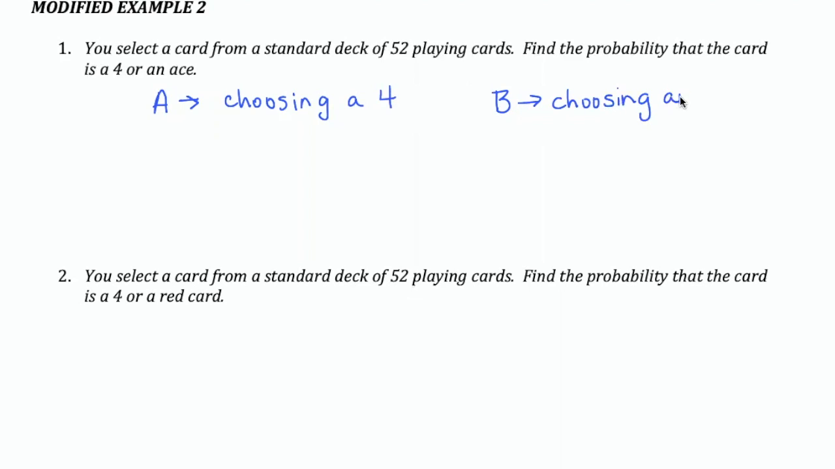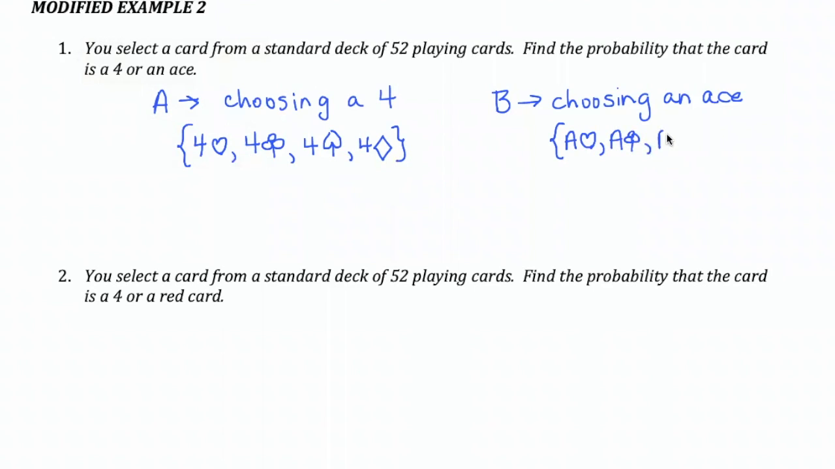And before I use the formula, I need to decide, are these mutually exclusive? Well, to choose a 4 from a deck of cards, I could choose the 4 of hearts, the 4 of clubs, the 4 of spades, and the 4 of diamonds. If I want to choose an ace, there are 4 different ways to do that.